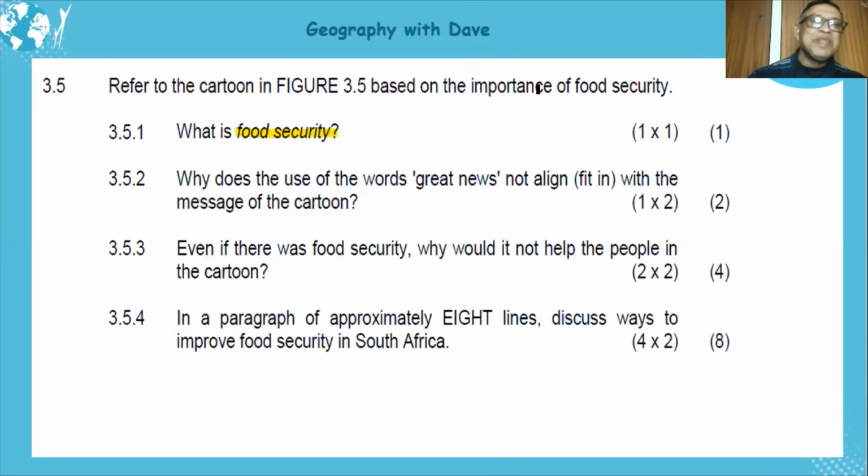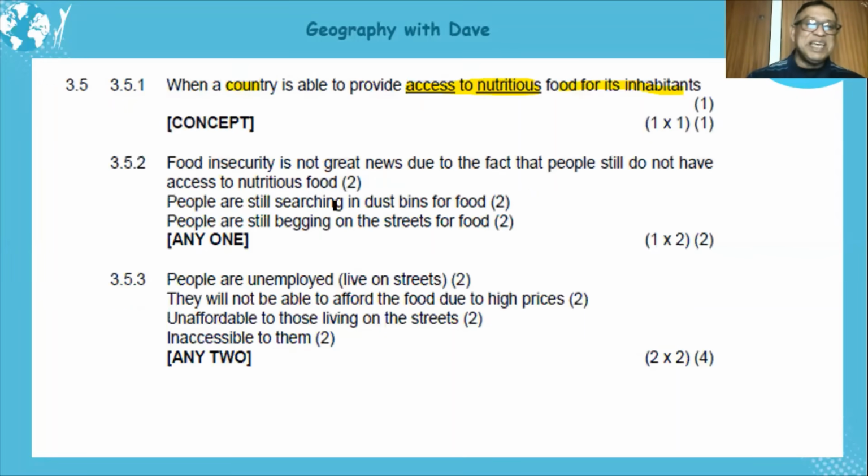Okay, let's go on. Why does the use of the words great news, can you see I'm doing selective reading now, I'm making my own thing, great news, not align or fit in with the message in the cartoon? Because it's actually not great news in the cartoon, eh? The men that are there, they are food insecure. So it's actually not great news that they're no longer hungry. They're really hungry. So it's a discrepancy there, right?